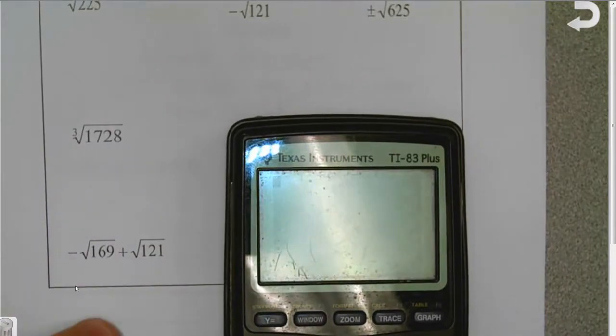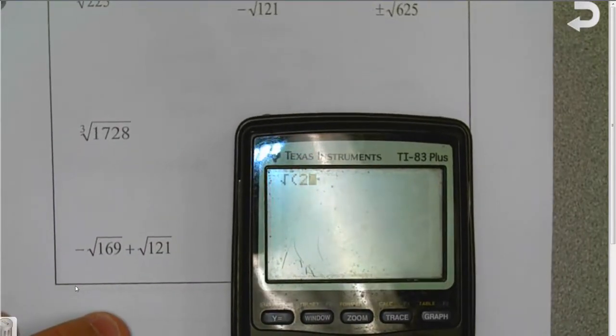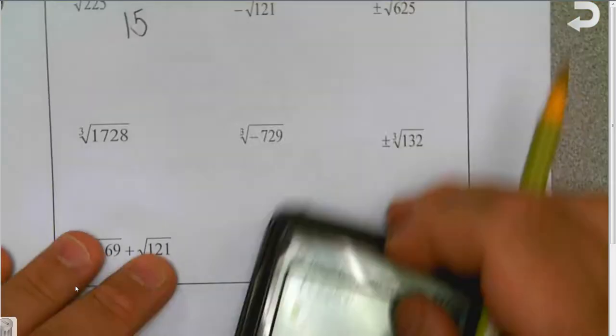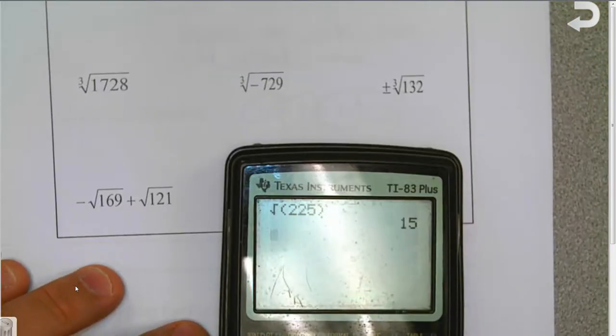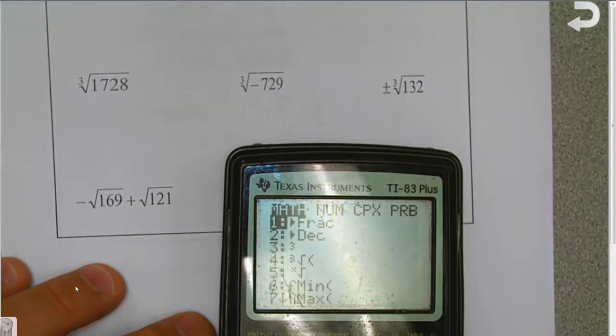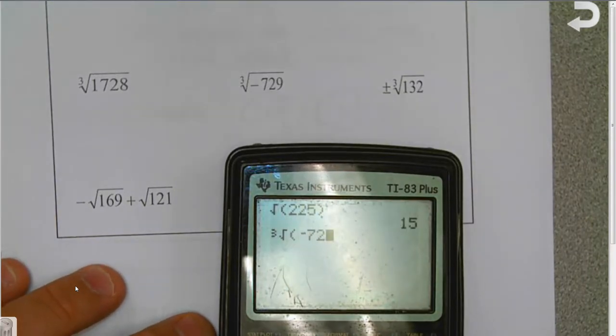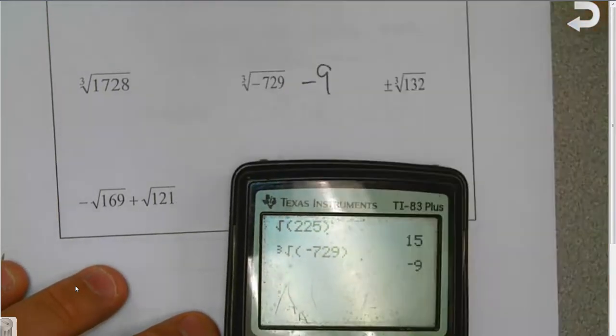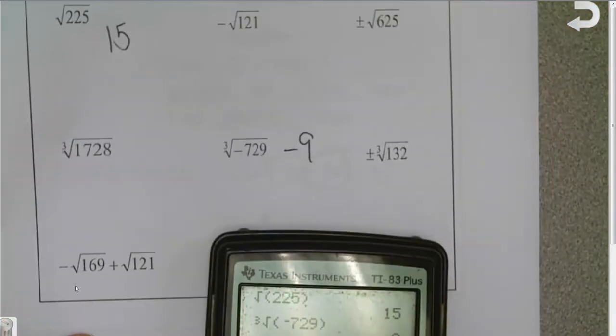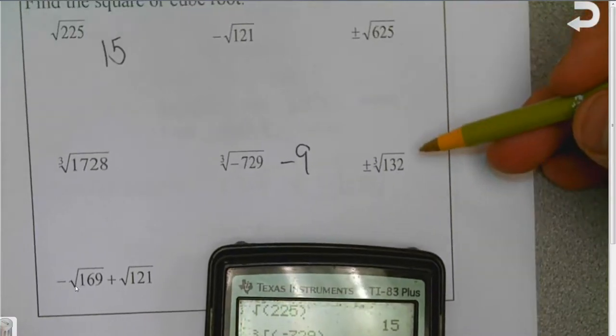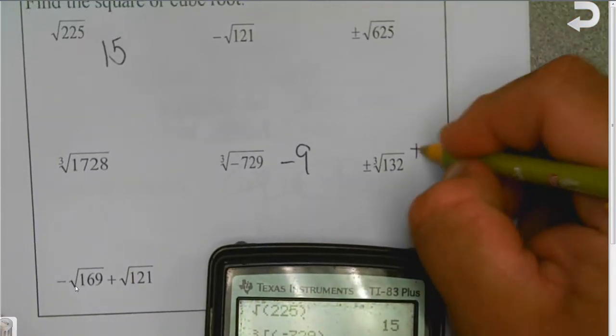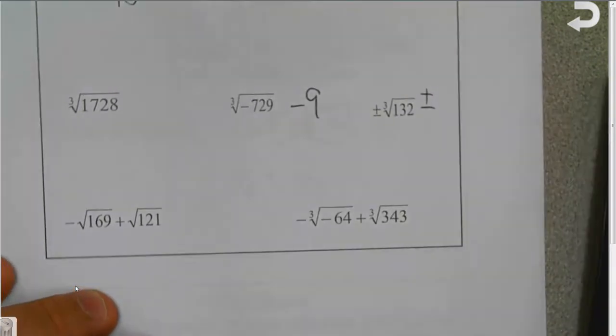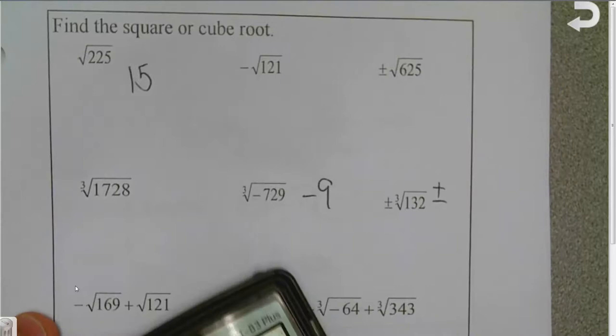So we've got second square root of 225. That's 15. Cube root of negative 729. So we have math 4, negative 729, close the parentheses, and that's negative 9. Okay? Plus or minus the cube root of 132, that just means your answer is going to be plus or minus whatever you end up getting. And you know how to do it from there. So go ahead and finish these.